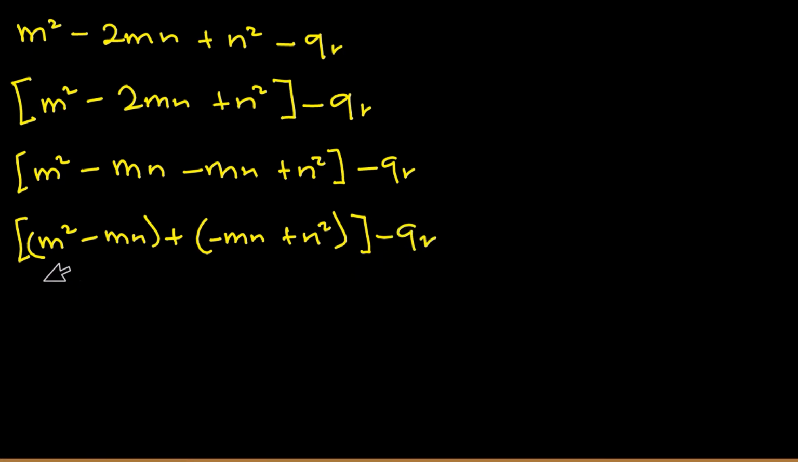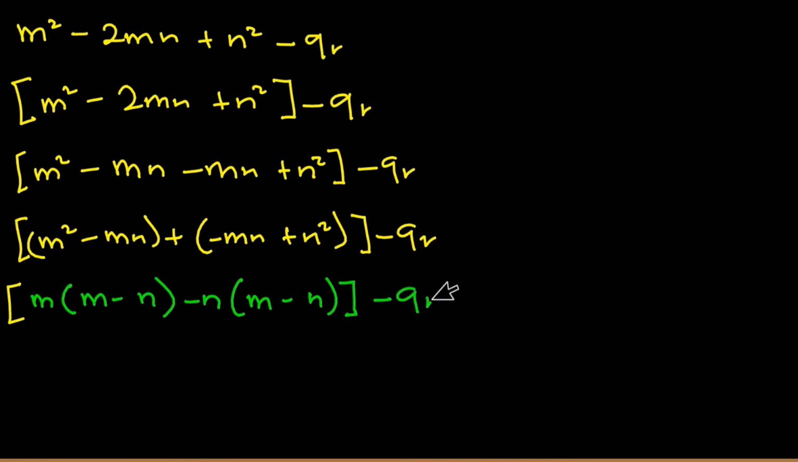Right. So since we have m here and here, this means that we can factor m out. So we have m into m minus n. Then we have n here and here as well. So we can factor minus n out. So we have m minus n, just like that. Then I'll copy down my 9r.